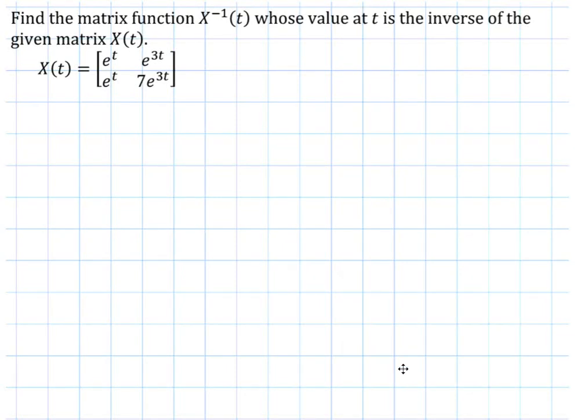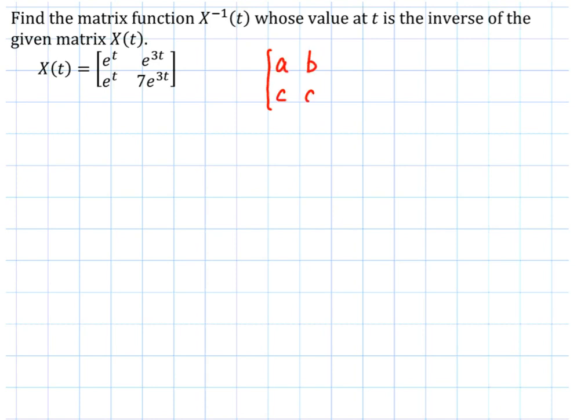We will find the inverse of the matrix function. The matrix function is still a matrix. The inverse is found in a similar way to a matrix of numbers. In this case, we have a 2 by 2.